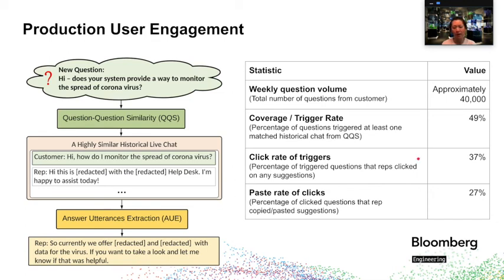So more than 1 in 3 of the suggestions are used. And the paste rate is trying to track the percentage of clicked questions where the rep copies and pastes the suggestion when answering a customer's question. This is trying to measure the end-to-end performance of the QQS and AUE. However, it's a lower bound for the actual usage, since sometimes a representative can read the suggestion but type in their own response in order to customize it for the customer.